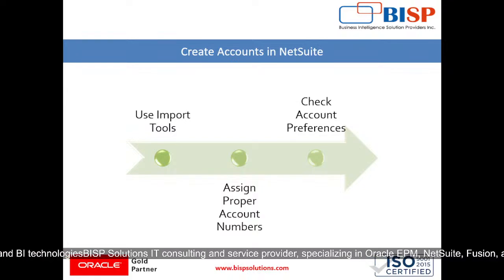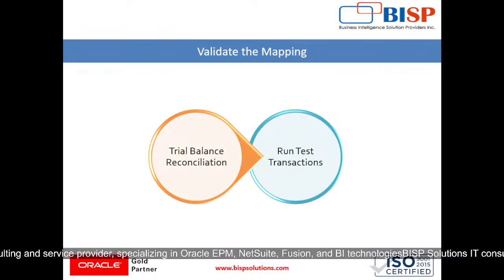Then we will be assigning proper account numbers for the data which we had got from QuickBooks. Then we will be checking account preferences for the same. Then validating the mapping. How can we validate the mapping? So we can see in our trial balance reconciliation, and then we will be running test transactions also. So this is how we can make and validate the mapping.